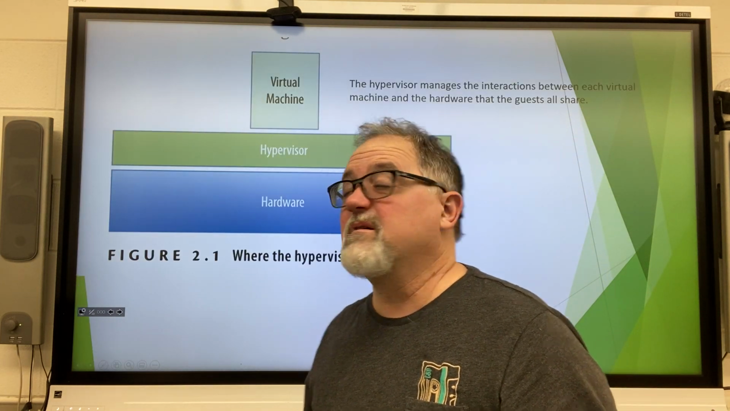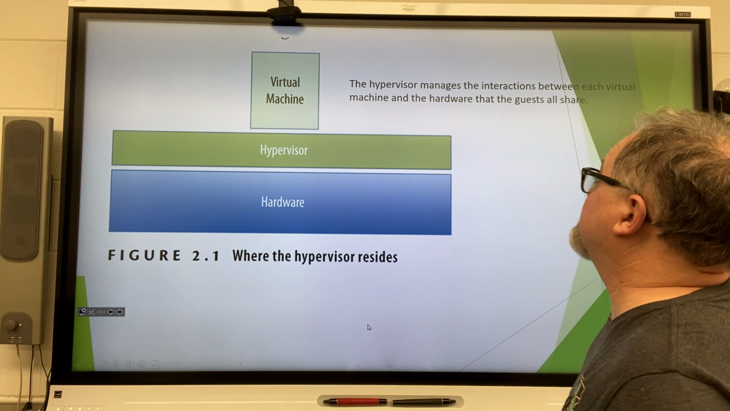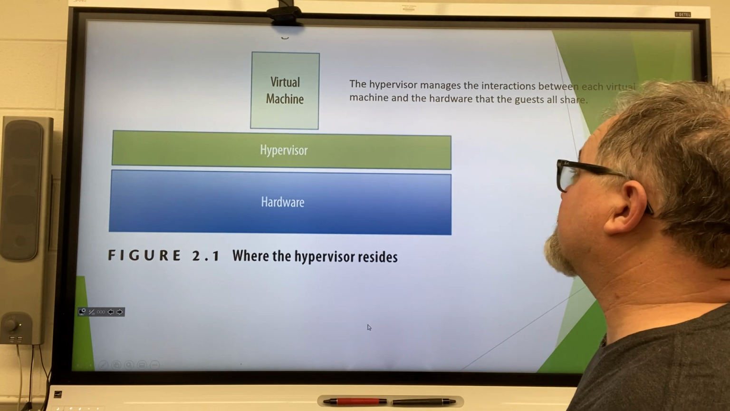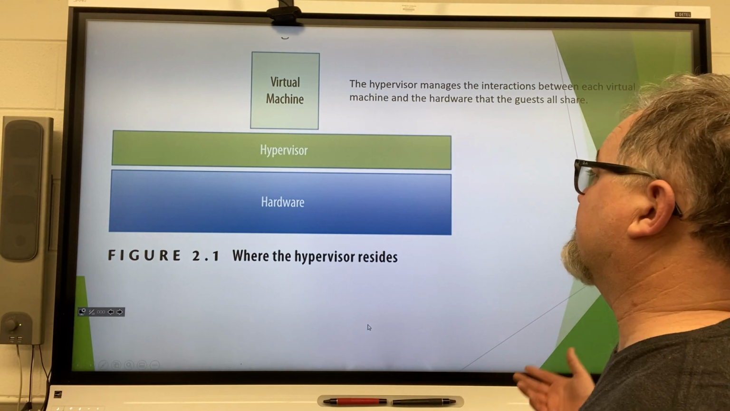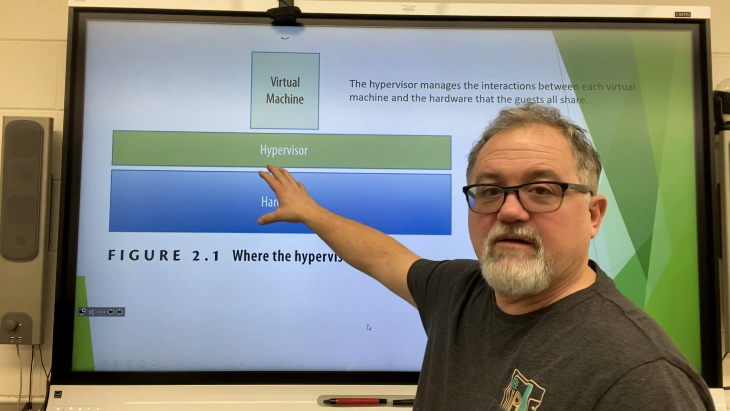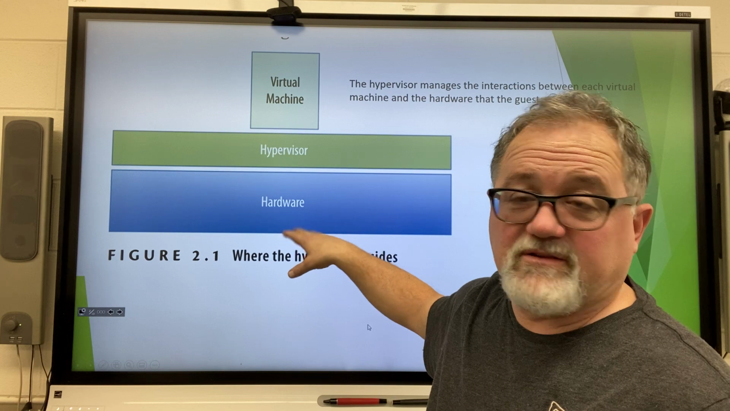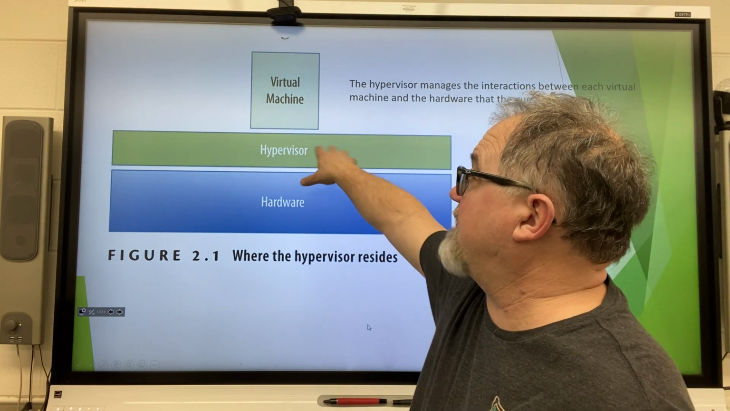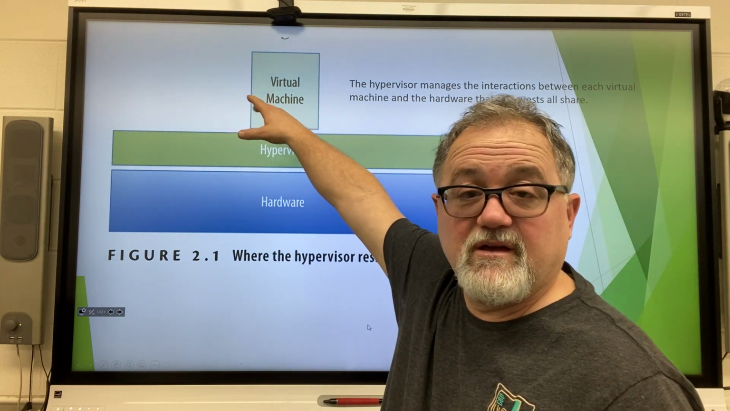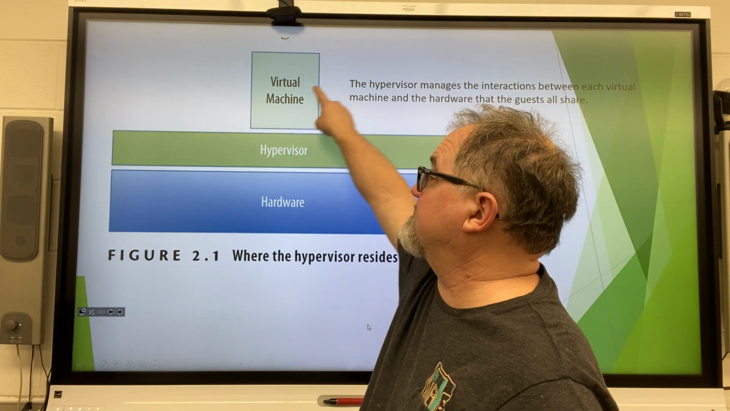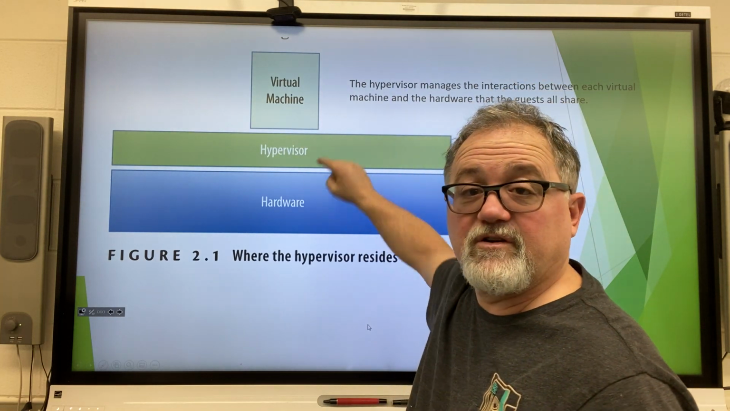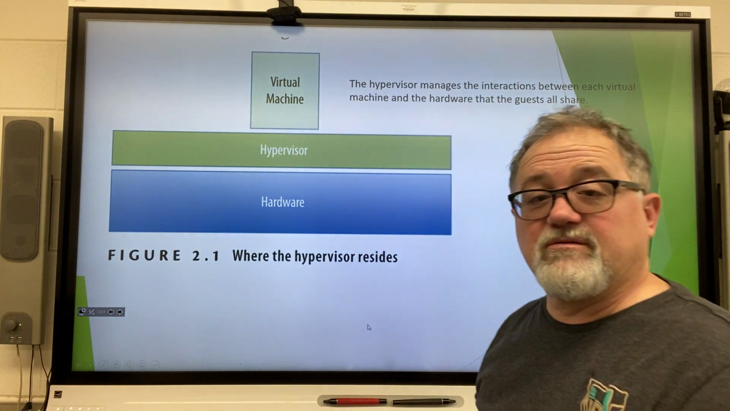All right, so here we go. Here's a diagram. Hypervisors manage the interactions between all the virtual machines that are guests to share. So here's the hardware. That represents the PC, the motherboard, the hard drive, the RAM, the network interface card, all the hardware. This is the hypervisor, and this is a virtual machine. We can have several of these virtual machines that the hypervisor is going to manage. It's a cute little diagram.